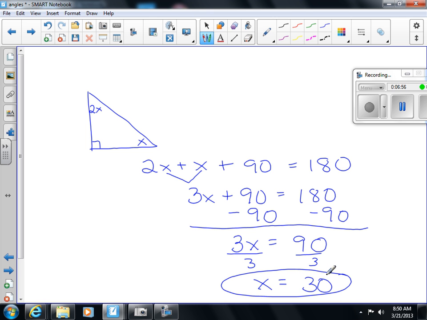x is equal to 30. But now if they ask you what is the measure of this angle, like angle A, you would say 30 degrees. But angle B is going to be 2 times 30, which would be 60. So it just depends, they might ask you a different question in regard to this triangle. Are there any questions on our triangle lesson? That's it.